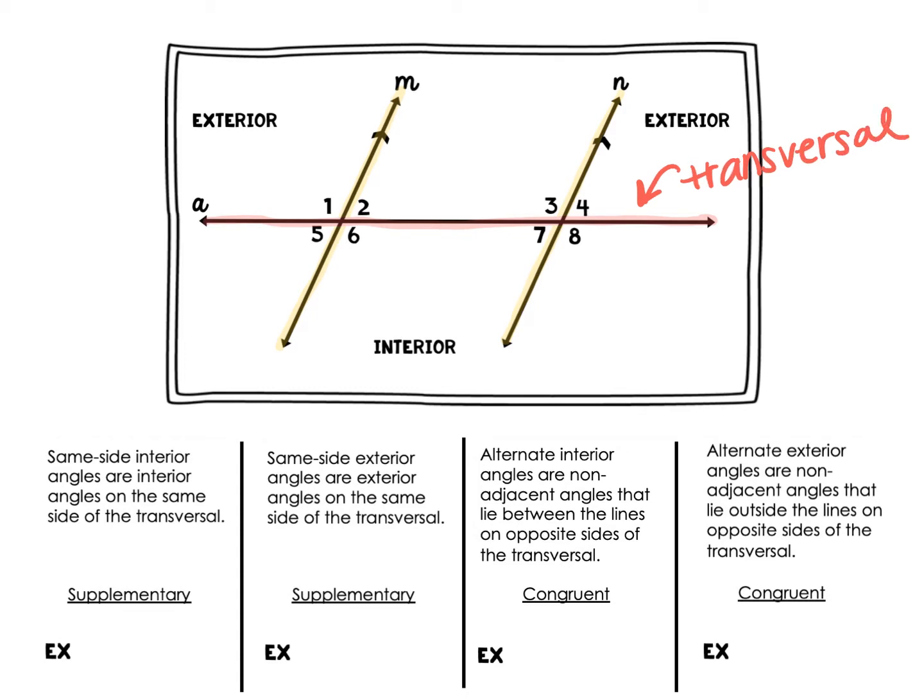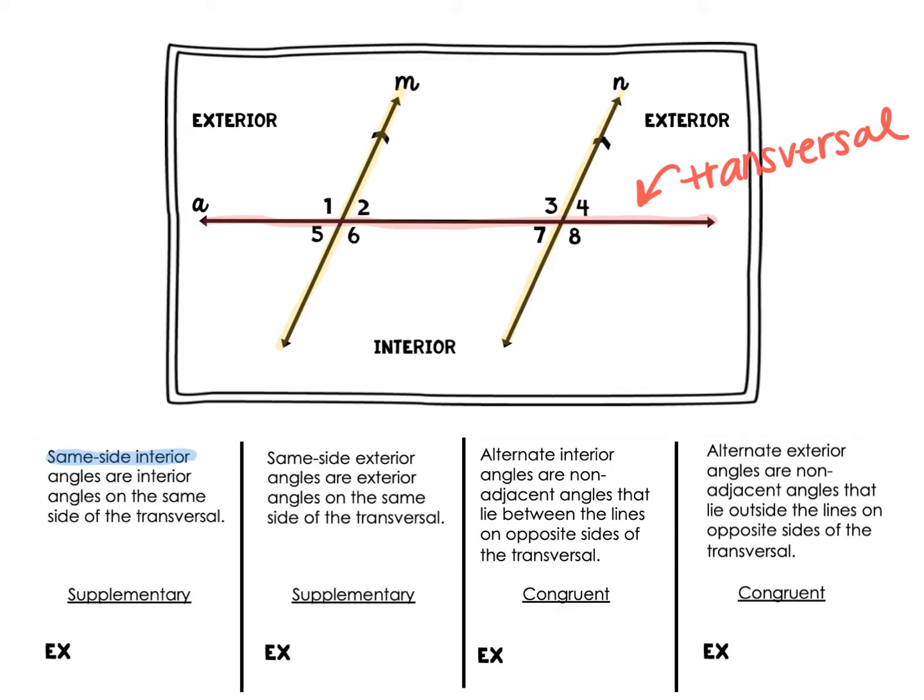Now let's take a look at some of the angles that are created by this transversal. So let's look first at same side interior. They're interior or inside angles on the same side of the transversal. These are sometimes also called consecutive interior angles. So when we're looking for same side interior, we're looking for angles that are between the parallel lines and on the same side of the transversal.